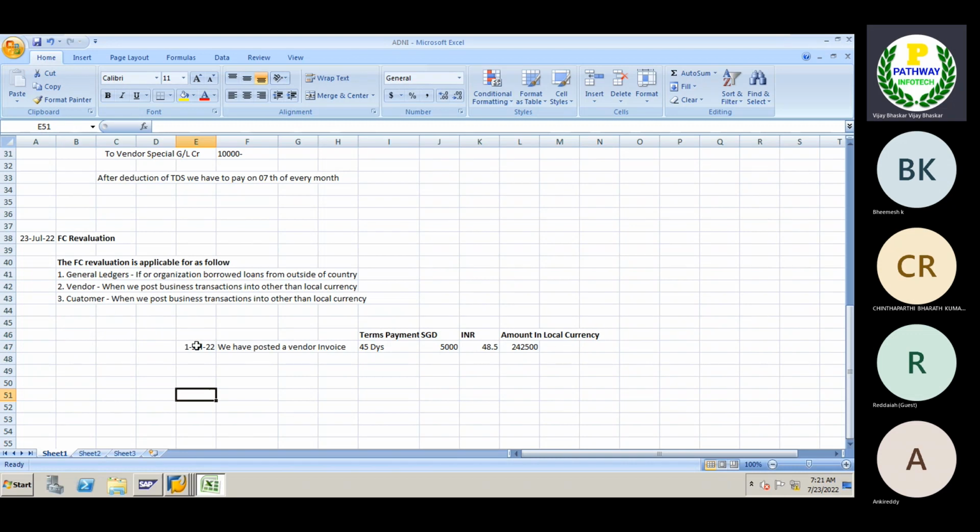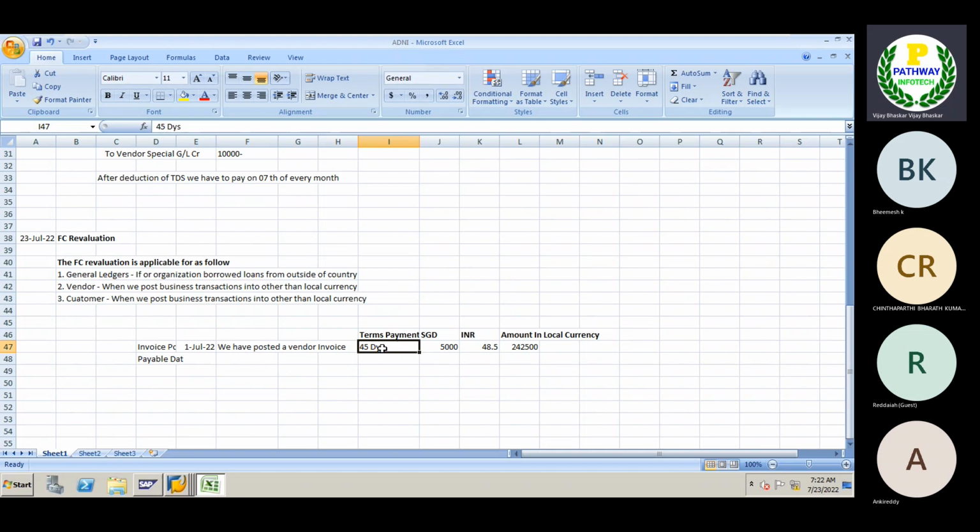Now this is the date we have posted, the invoice posted date. Now the invoice date I will mention here, remember, invoice posted on. Then the payment date, when we have to make the payment, the payable date. Now we have given the 45 days.